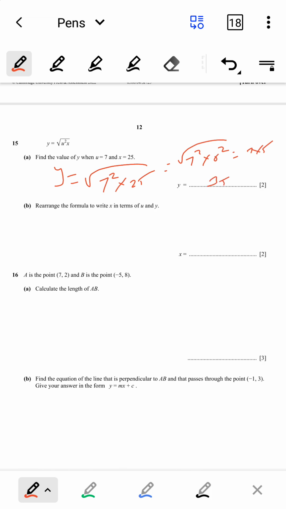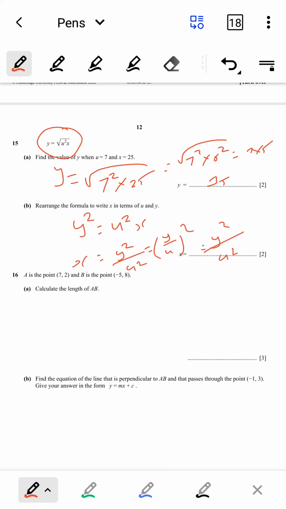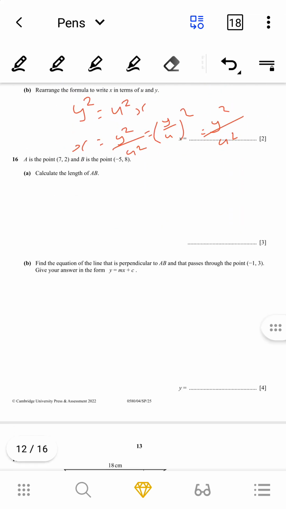Very simple. Rearrange the formula to write x in terms of u and y. Okay, y square equal to u square x. I am taking square on both sides, so the root is going to be eliminated because I want to write in terms of x here. So x equal to y square by u square. So you can stop from here, or else y by u the whole square, both are correct. So y square by u square. So very simple, then good. We will go with the 16th question.